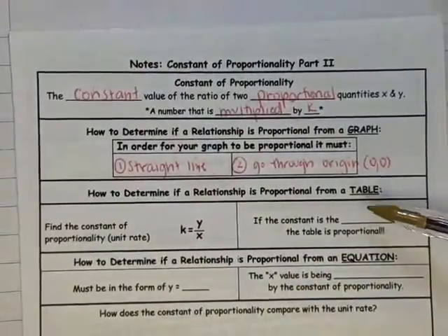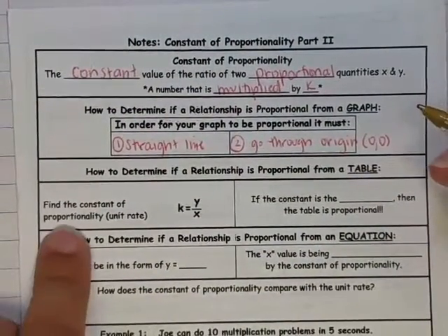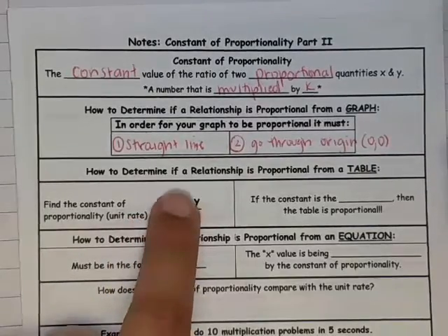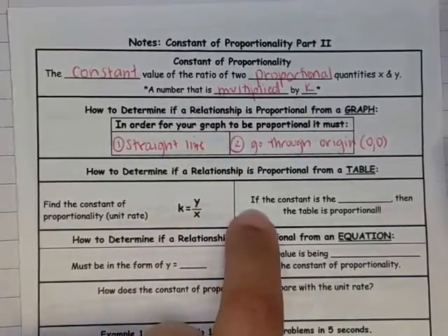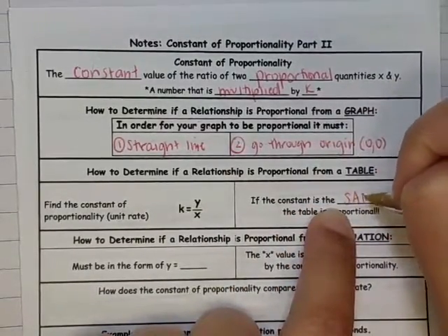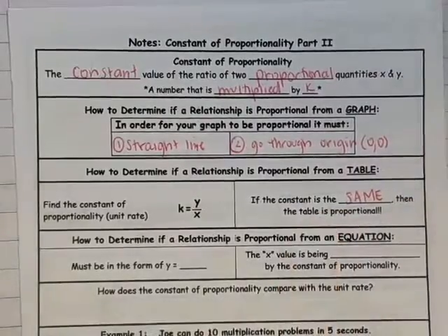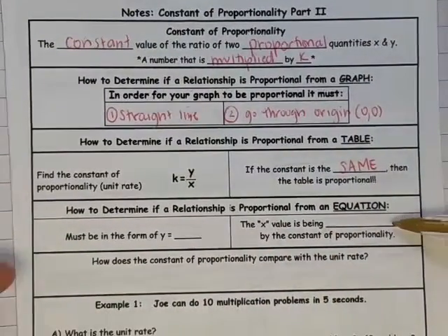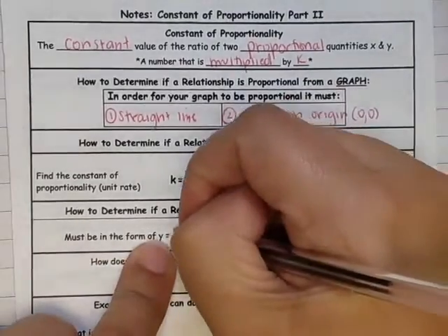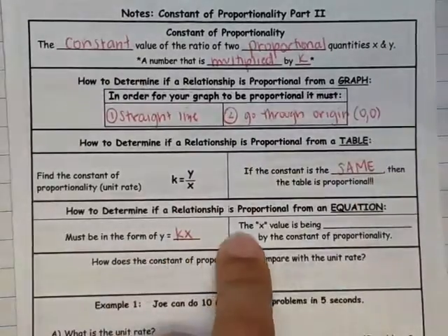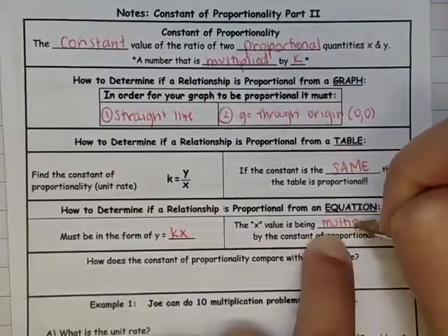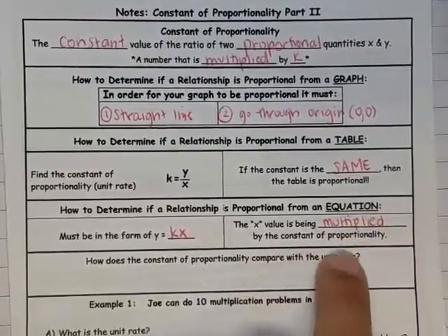To tell if a relationship is proportional from a table, your k value is a unit rate, so it's determined by y being divided by x, and only if the constant is the same is your table proportional. And how to determine if a relationship is proportional from an equation: it must be in the form y equals kx. The x value is being multiplied by the constant of proportionality.